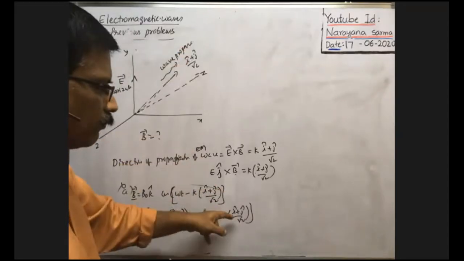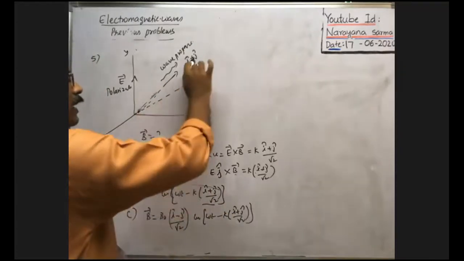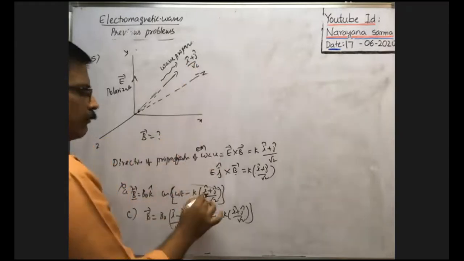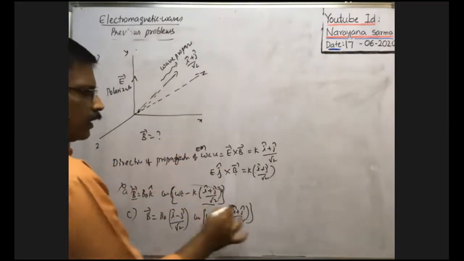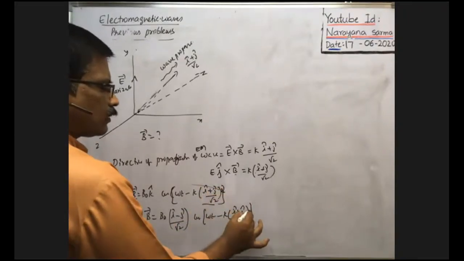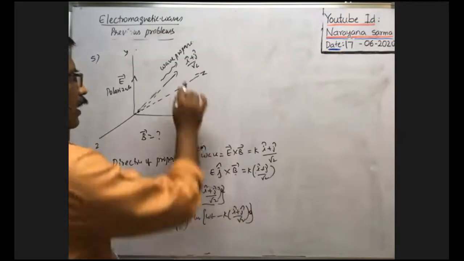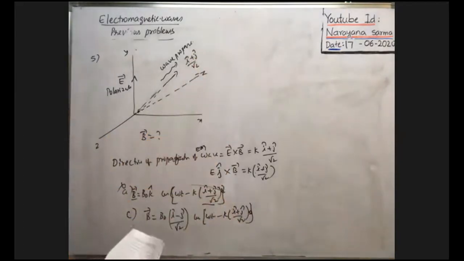That must be there. As the wave travels along this direction (i cap plus j cap)/root 2, definitely instead of x, this term must be there. Into x may be there, into x or r we can write. But this term must be there because the wave travels along (i cap plus j cap)/root 2. Now, is it correct or not?